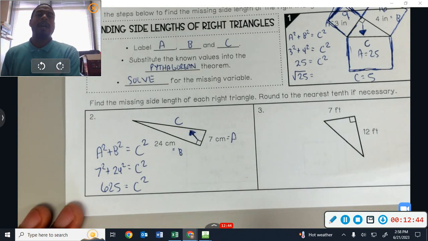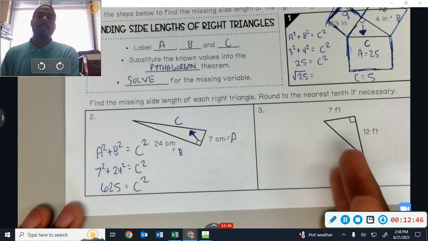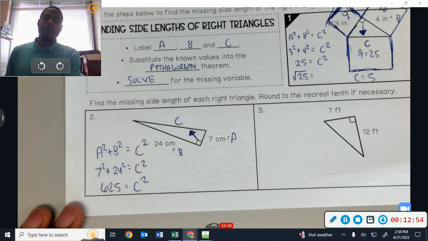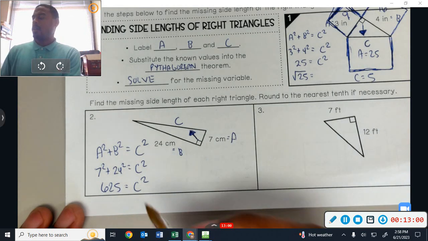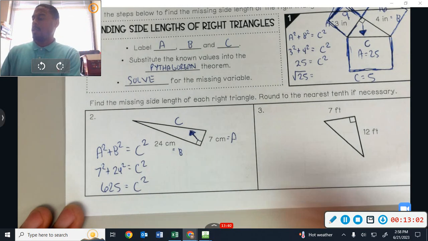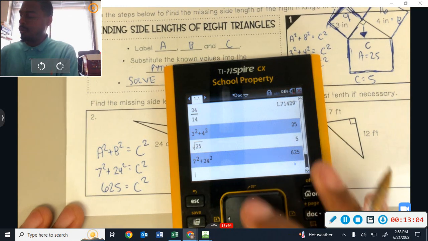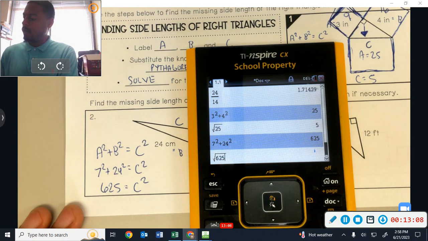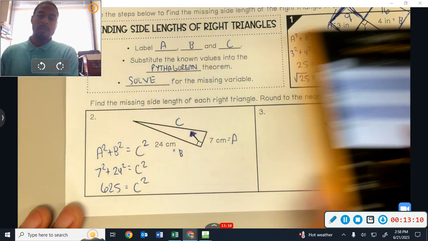So what is the side length? Okay, what times itself equals 625? Now you might be asking, why are we finding that? Because it's area. Area is multiplied. Okay, to find the area of a square, you do length times width, or base times height, whatever you want to say. So what times itself is going to equal that 625? Okay, so take the square root of that. Square root of 625. We got our answer.